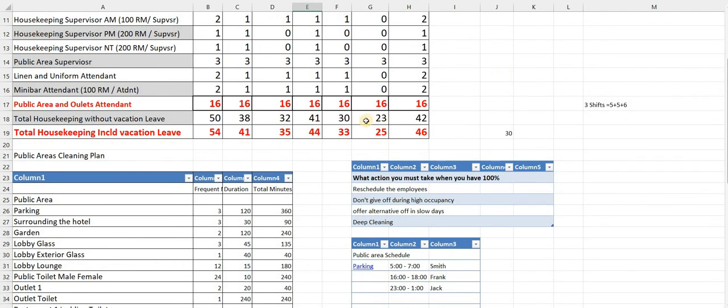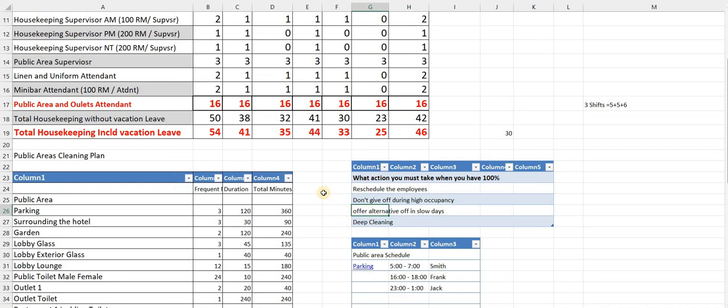What action must you take when you have 100% occupancy? Reschedule the employees. It's very important. Do not give days off and vacation while you have a full house. So schedule the employees in order to get the maximum productivity. Do not give days off during high occupancy. Offer alternative days off on slow days.